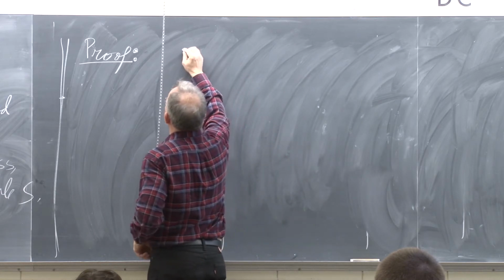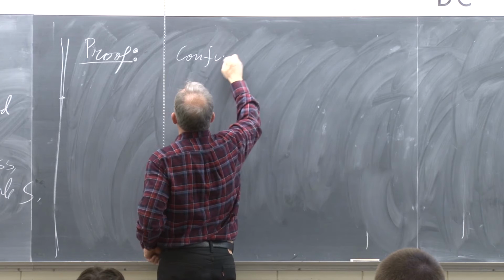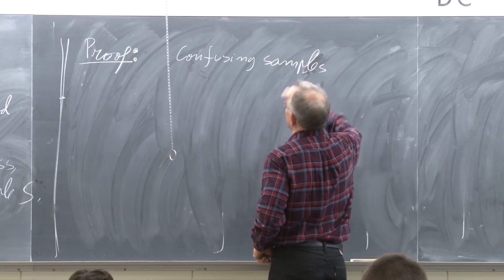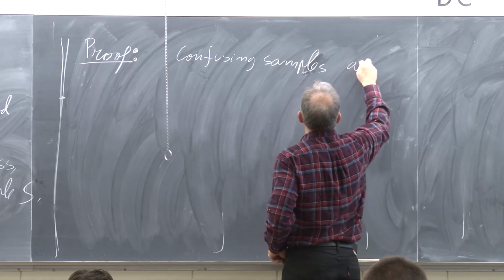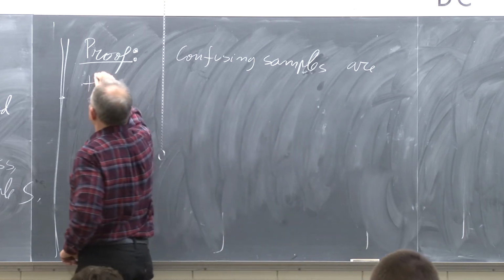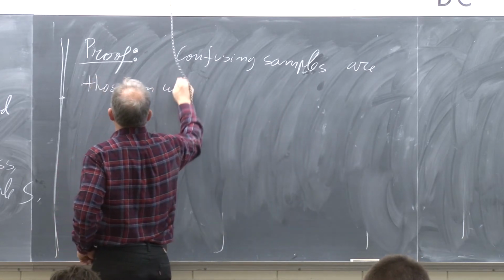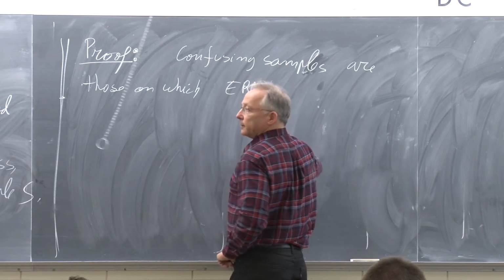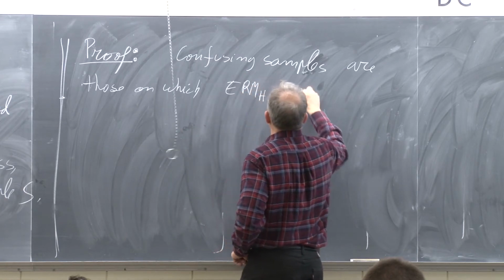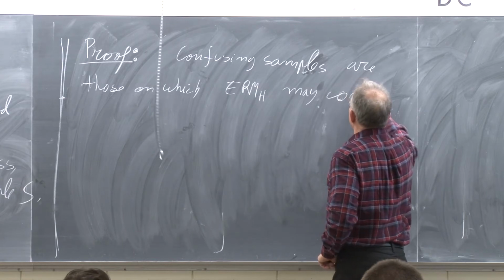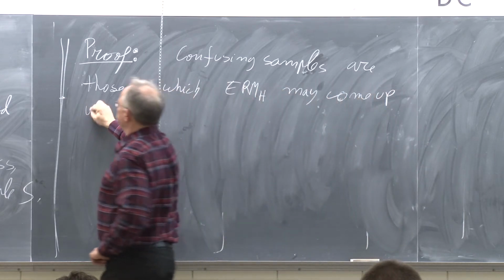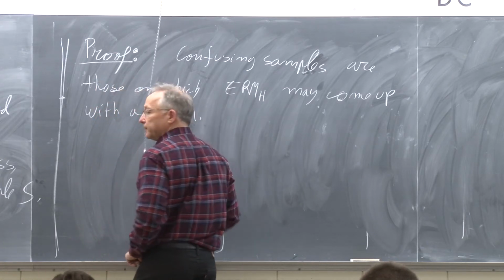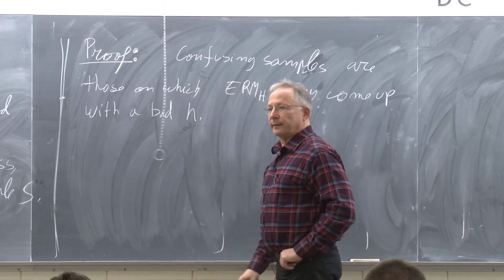So the set of confusing samples are those on which ERM H may come up with a bad h. So in order to quantify it, let us fix.